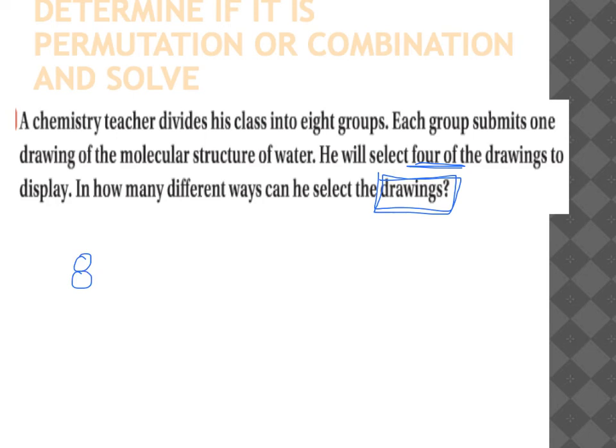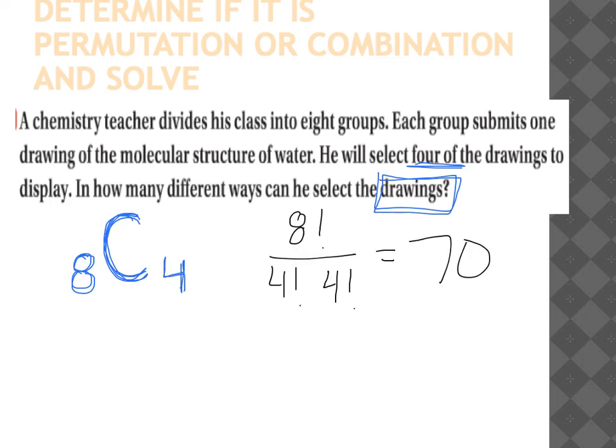Now I have to think, is it permutation or combination? Does order matter here? When the teacher picks the 4 things, does it matter if group 1 was first or group 2 was first? No, because there's no evidence here that you get something for being first or fourth. So it's going to be combination. And so I have my total 8, and it's combination, and I'm choosing 4. Now I want you to pause the video and come up with your answer. There's 70 ways that he could choose the drawings for display.